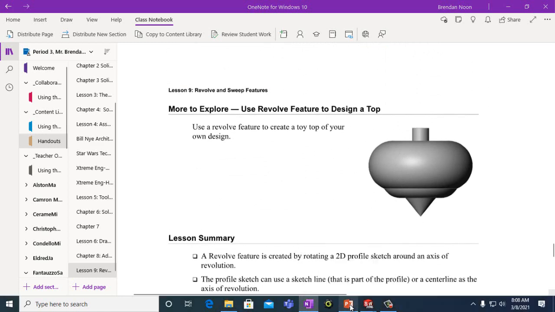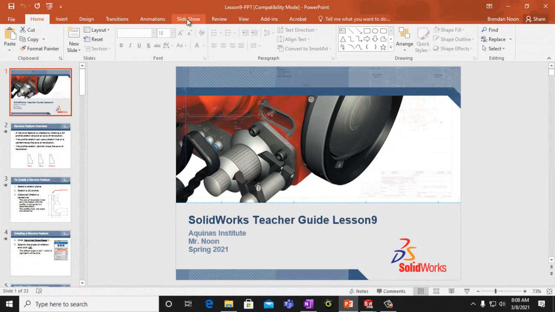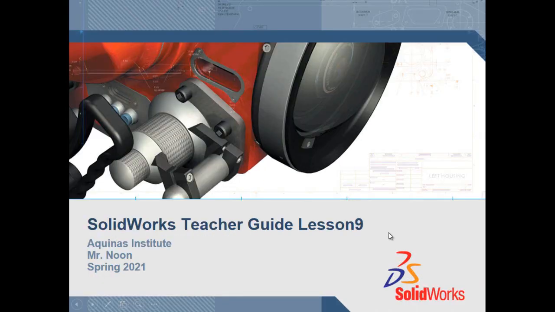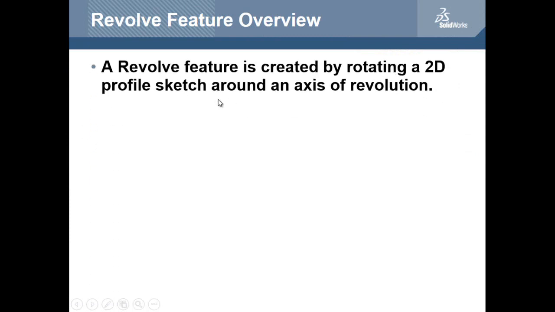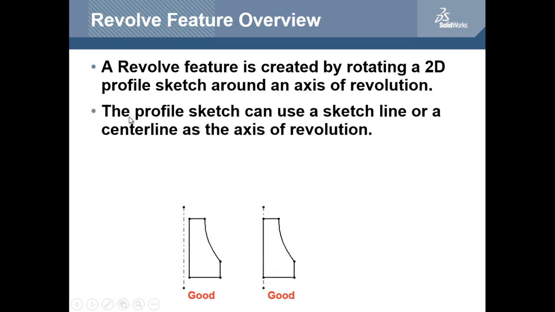So let's go into our PowerPoint presentation. And this is lesson 9. Revolve feature overview. A revolve feature is created by rotating a two-dimensional profile sketch around an axis of revolution. The profile sketch can use a sketch line or a center line as the axis of revolution. So you can have a center line that's drawn here, and then you can have this feature revolve around the center line, or you could have an actual line on the drawing be what it revolves around.